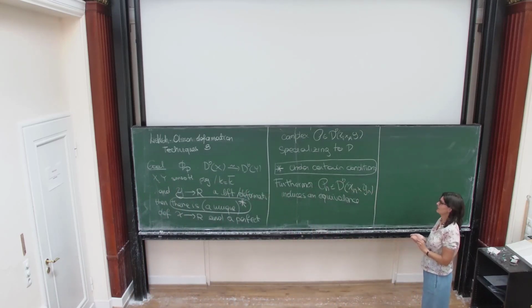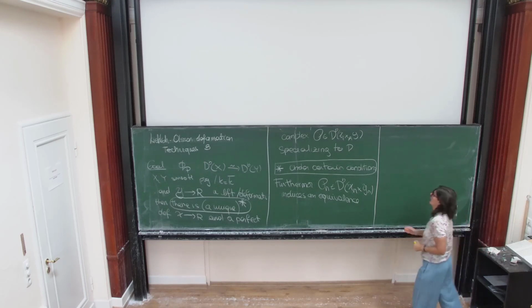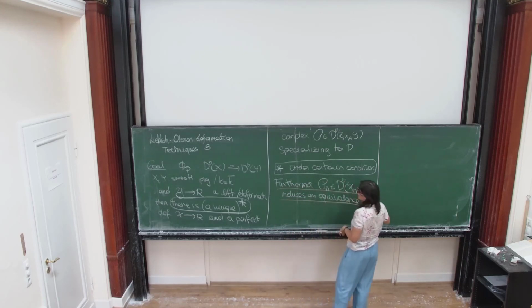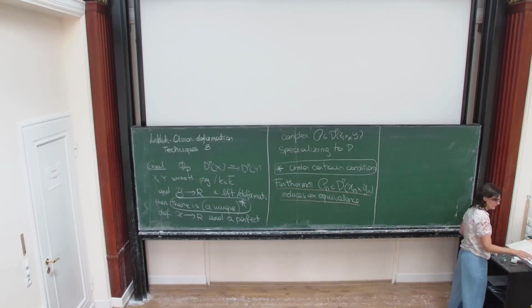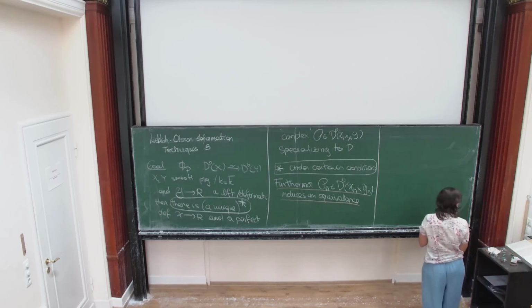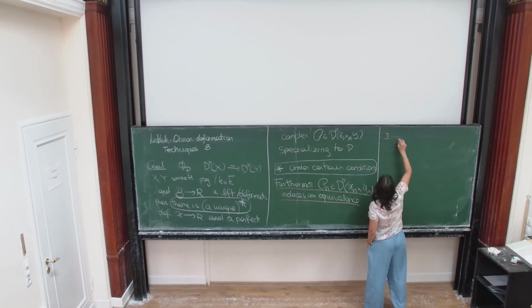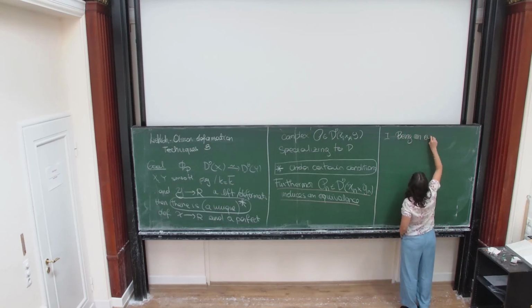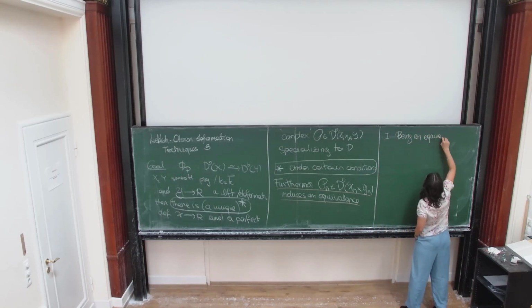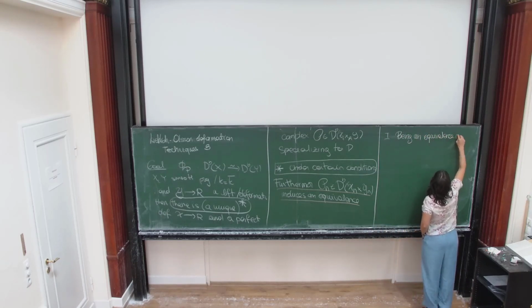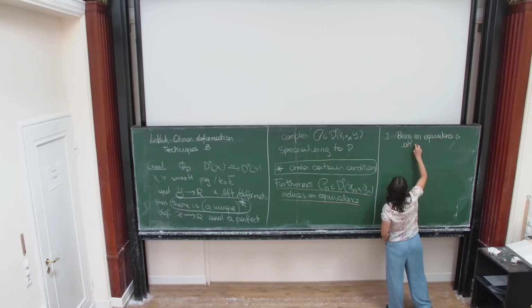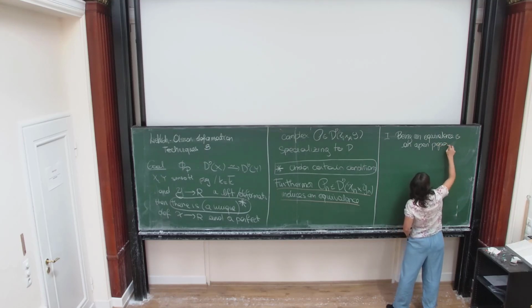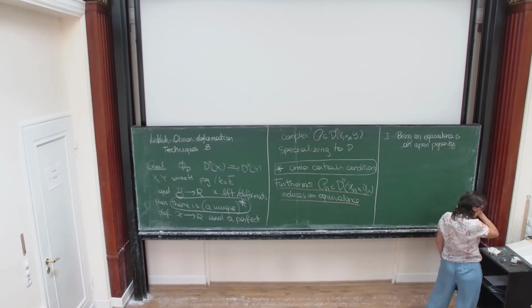Okay, so let's start from the back and assume that we have such a thing. Let's show that this is indeed an equivalence. And so this is the first part of today: being an equivalence is an open property.